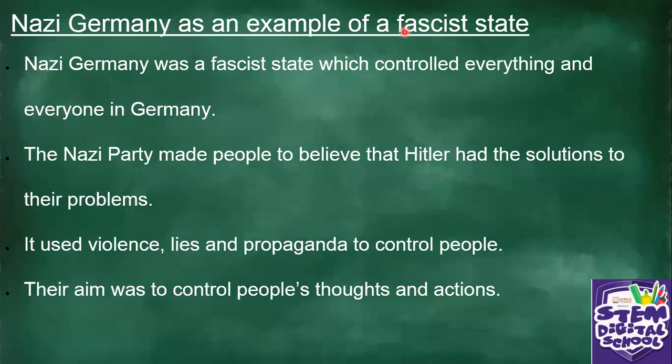Okay, that developed in Italy. Okay. The Nazi Party made people believe that Hitler had the solutions to their problems. So they were so convincing, the Nazis. It used violence, lies, and propaganda to control people. Their aim was to control people's thoughts and actions only, nothing else.